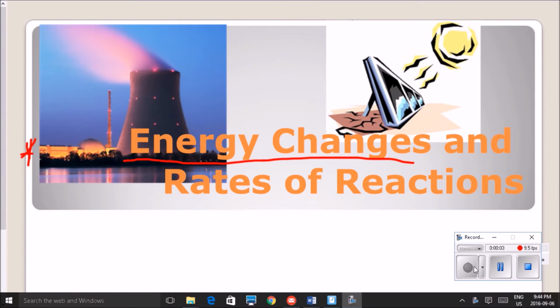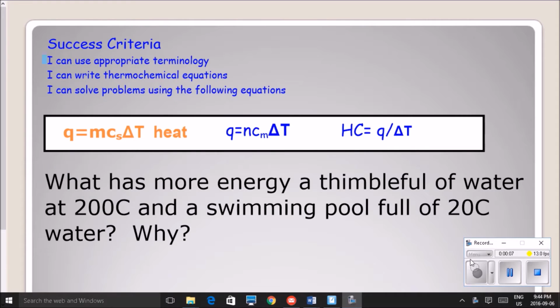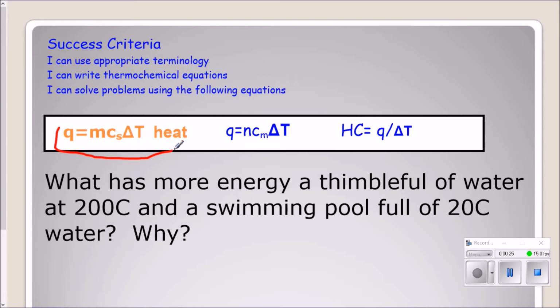Today what we're learning about is energy changes and rates of reaction. What you're going to learn in today's video is some appropriate terminology to use in this unit, specifically referring to heat and enthalpy and a few other terms. You're going to learn how to write something called thermochemical equations, and we're going to learn how to solve problems involving heat using this equation here, Q equals mc delta T.